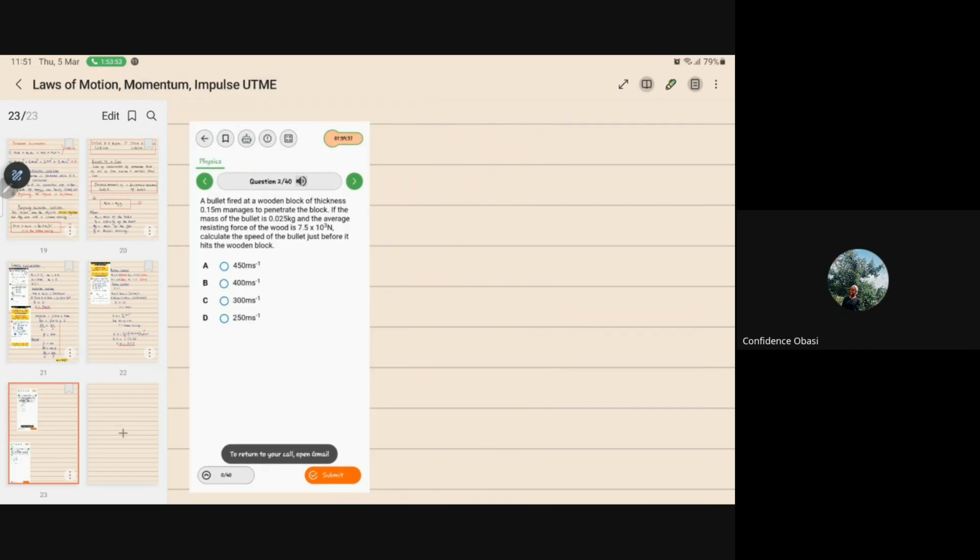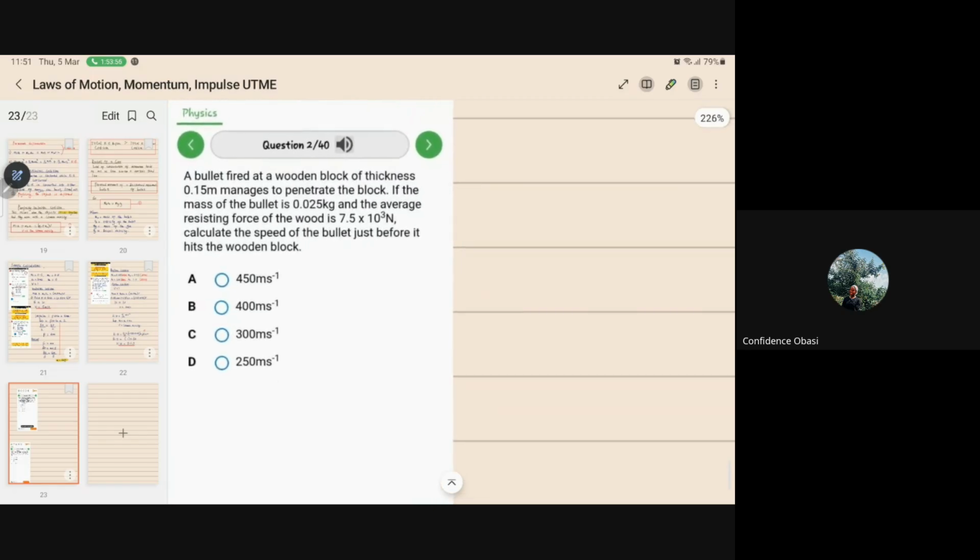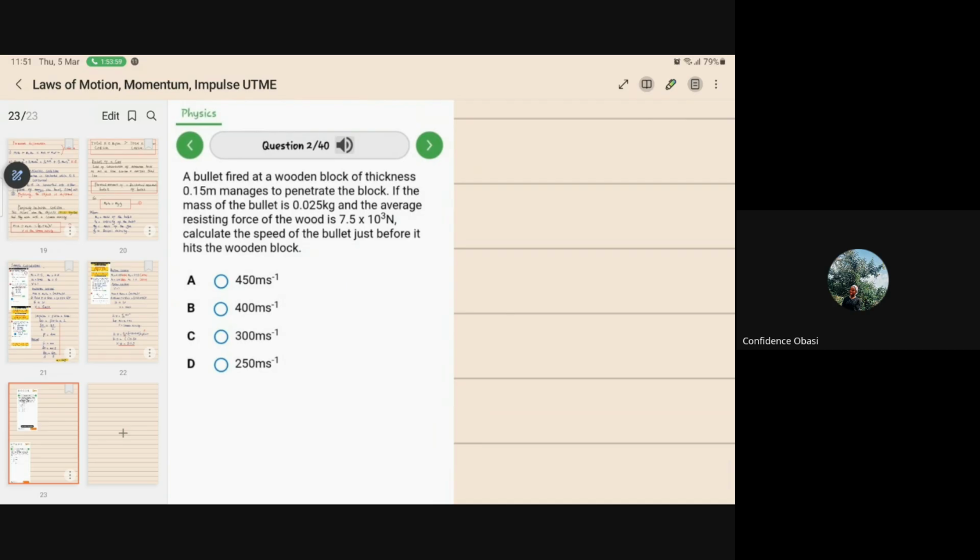So let me zoom on it so that we can see. They said a bullet is fired at a wooden block of thickness 0.15 meter, manages to penetrate the block, right? If the mass of the bullet is 0.025 kilogram and the average resistive force of the wood is 7.25 times 10 to the power minus 3. They said calculate the speed of the bullet just before it hit the wooden block.